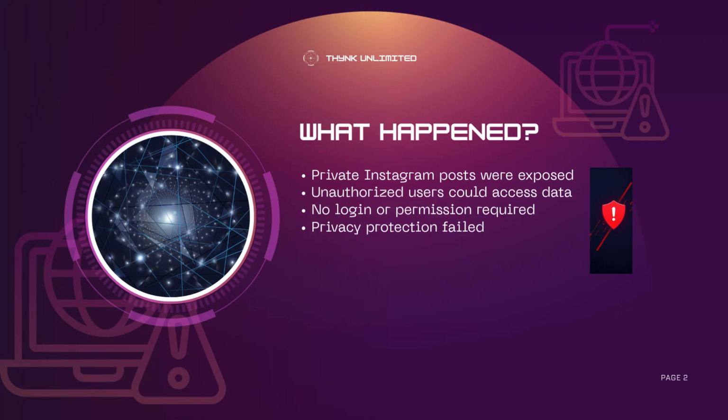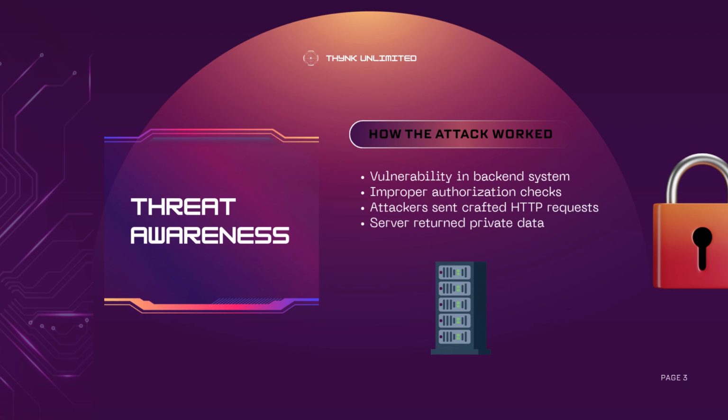In October 2025, a vulnerability was discovered in Instagram where private account posts were exposed. Normally, private accounts are designed so that only approved followers can view the content. However, due to this issue, unauthorized users were able to access private data without logging in or having permission. This resulted in a serious failure of privacy protection. The attack worked due to a vulnerability in the backend system of the application. Backend systems are responsible for processing requests and handling sensitive user data.